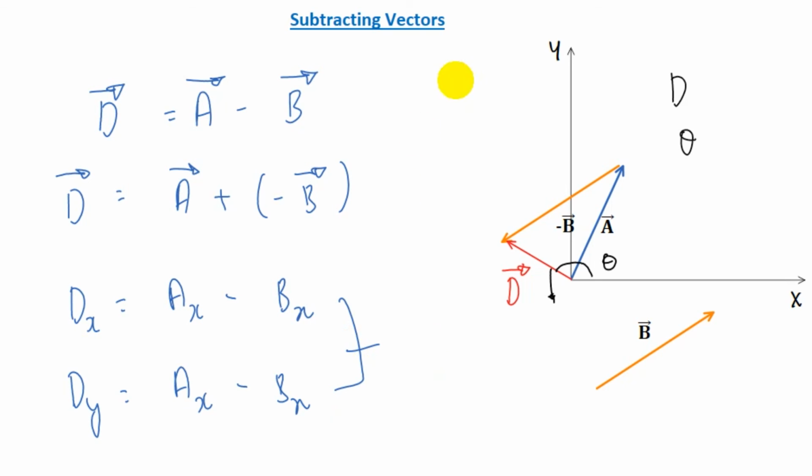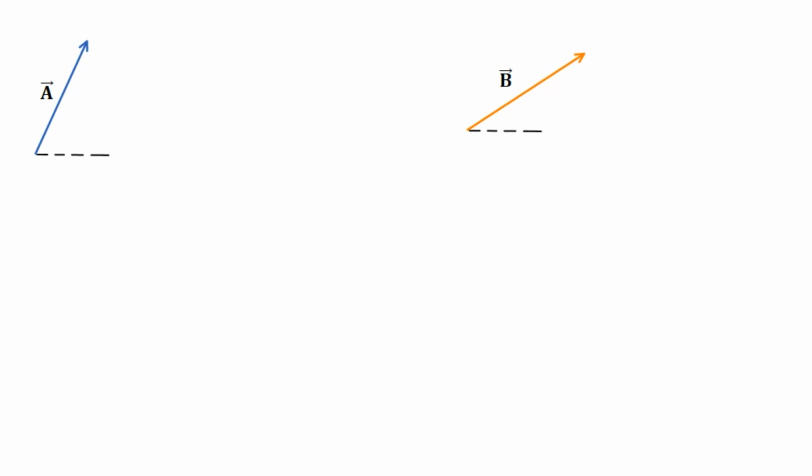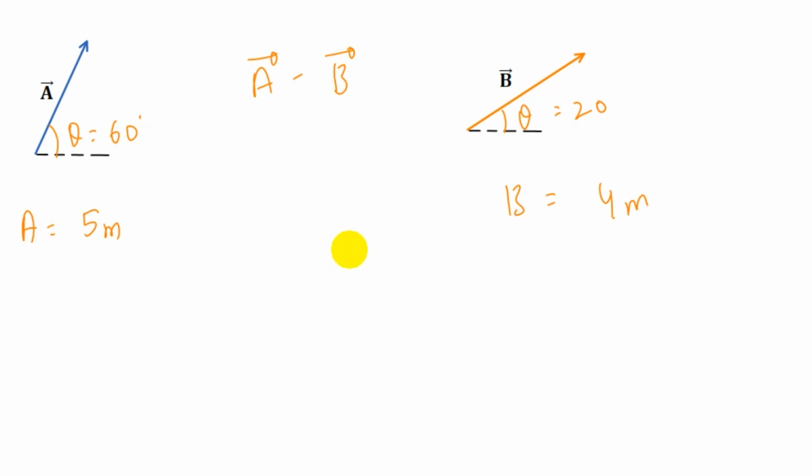Now I'll be giving one question to you. So here we have these two vectors, and the magnitude of vector A we can take 5 meter, and angle theta we have 60 degrees, and the magnitude of vector B we have 4 meter, and this angle theta is 20 degrees. Now we need to subtract vector B from vector A. So A vector minus B vector. This is what we have to do. So this is the question for you. You have to do on your own.